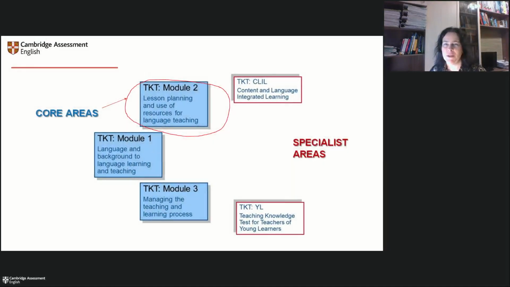Hello everyone. Thank you for joining us. Now, today our priority is TKT Module 2, but obviously all the modules are connected. And in the first session, we talked about some principles of language learning and teaching. Do you think that the principles of learning and teaching can affect the way we plan our lessons and then run them? Type in pluses if you think it makes sense.